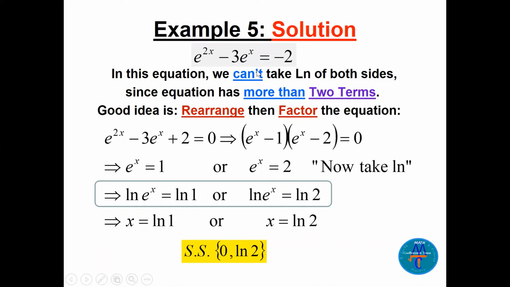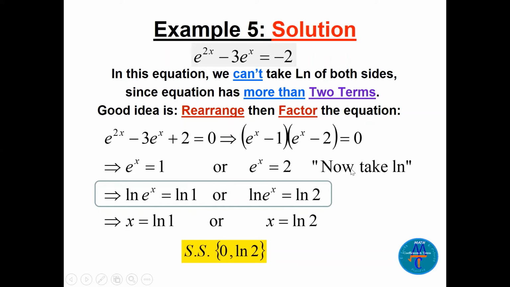Since the equation has more than 2 terms, we have one term, one term, one term, 3 terms. So we can rearrange it, bring the 2 on the other side, equal to 0, and then we can factor. See, you can put here e to the power x like capital M or capital Y or some other variable. Or you can factor directly e to the power x, e to the power x, and the plus 2 becomes here minus 1 minus 2. So this one is equal to 0, or the other factor is equal to 0.